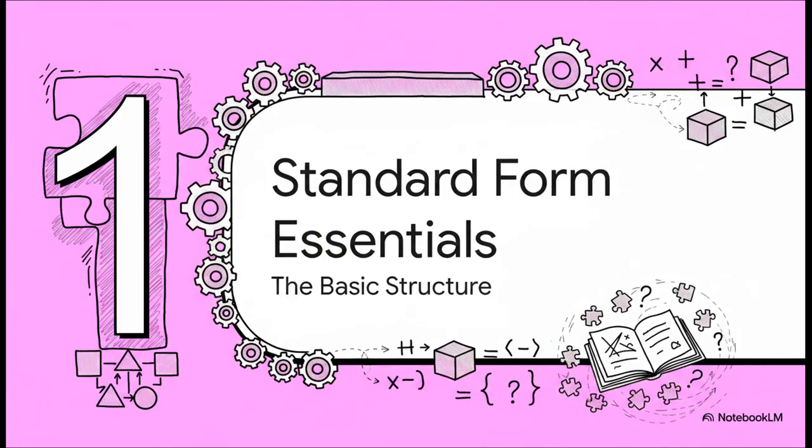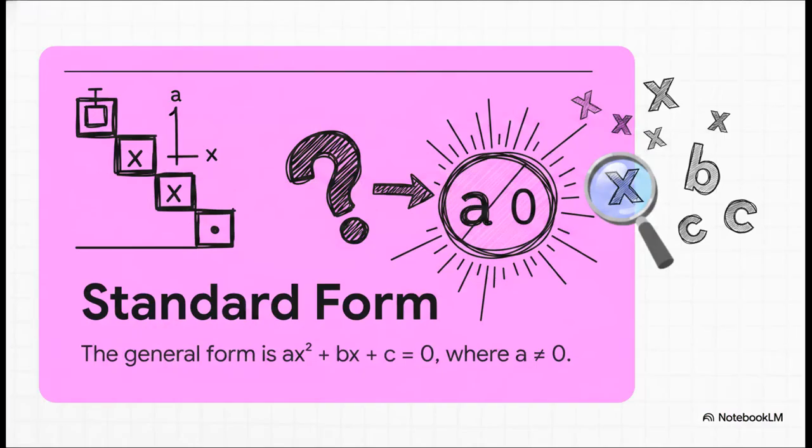Section 1, Standard Form Essentials. Right, before we can even think about solving a puzzle, we need to know exactly what the puzzle looks like, right? The crucial starting point is understanding this exact structure. ax squared plus bx plus c equals 0. This right here is the standard form of a quadratic equation. x is our unknown variable, and a, b, and c are our known numbers.